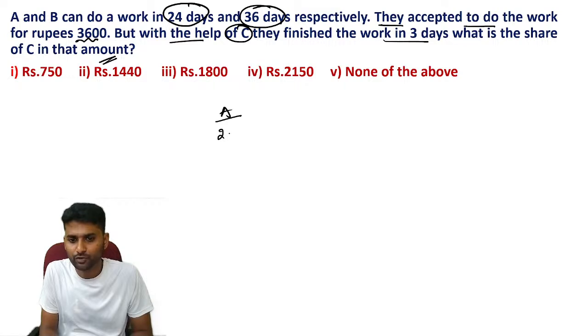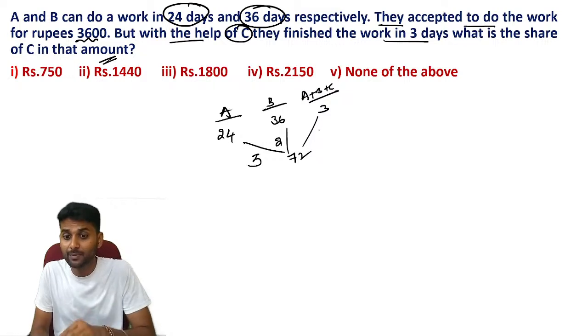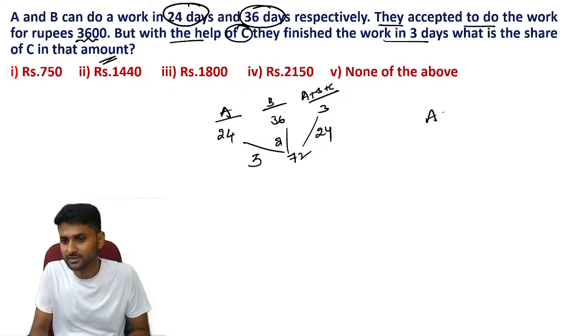A takes only 24 days. B finishes that work in 36 days. If all are together, they are going to complete it in 3 days. See here, the common multiple of all these three numbers is 72 units. A's efficiency is 3 units, B's efficiency is 2 units, and the combined efficiency of A, B, and C is 24 units.